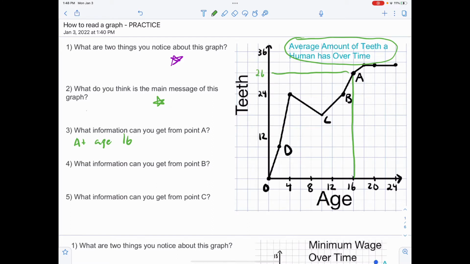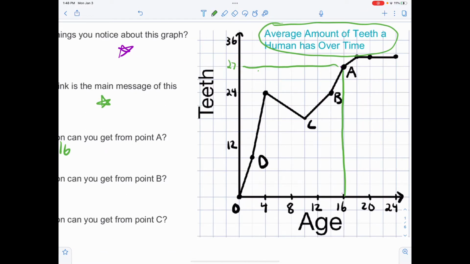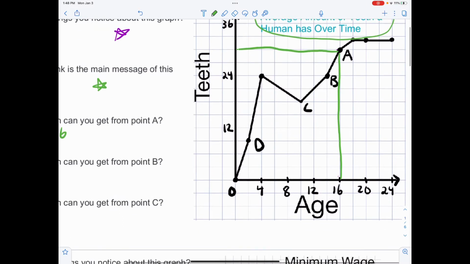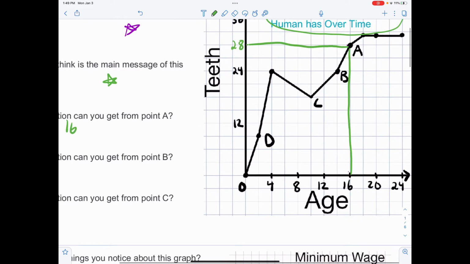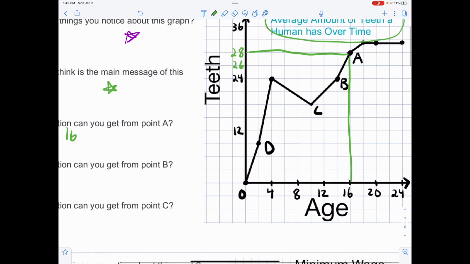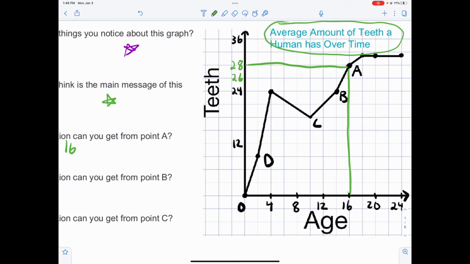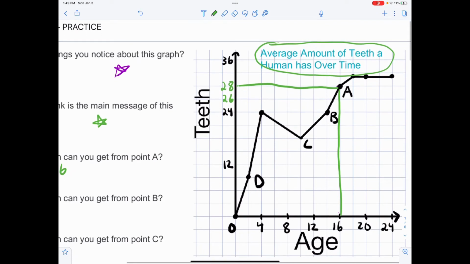Is it 26? Is it 27? Maybe the graph is going up by 1s. I'm not really sure. Let's say the answer is 28. Maybe we think it's, that looks like 28. I'm not going to be precise. I'm just going to kind of estimate. 28. Well, that would mean that this is 26. Right in between 28 and 24. And then if you go up another 2, you'd be at 30.